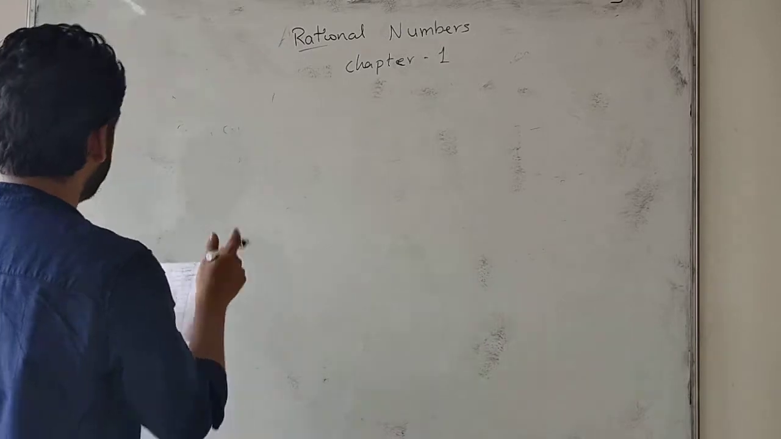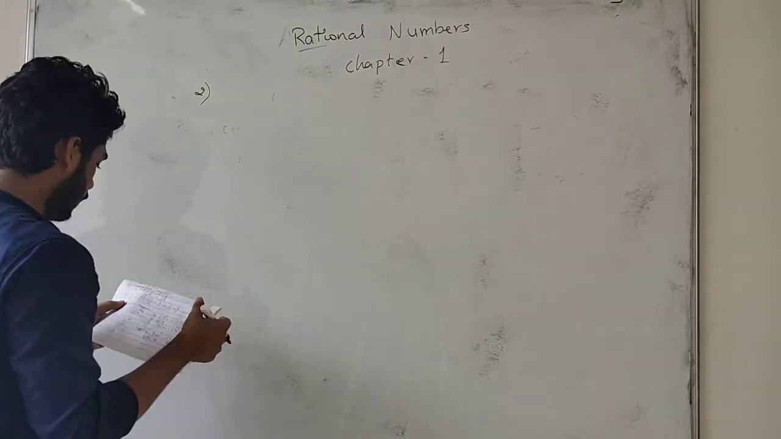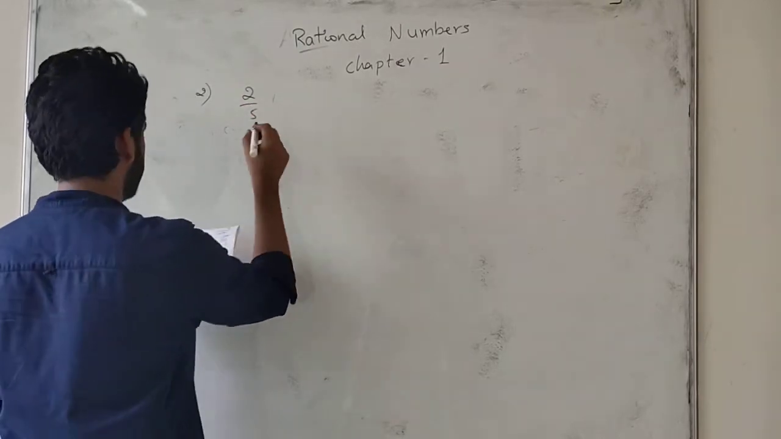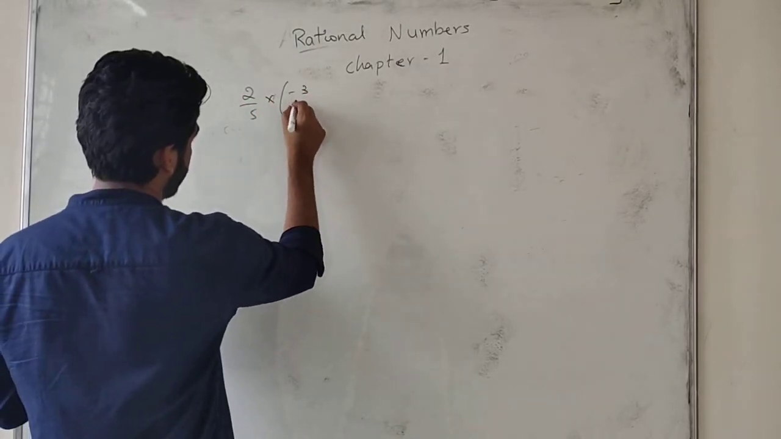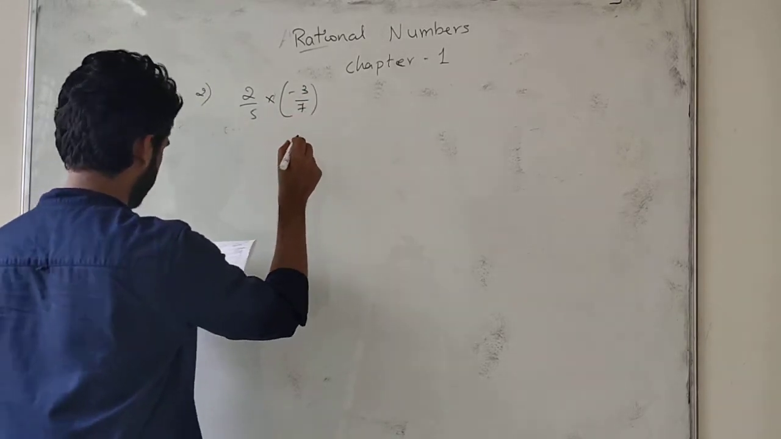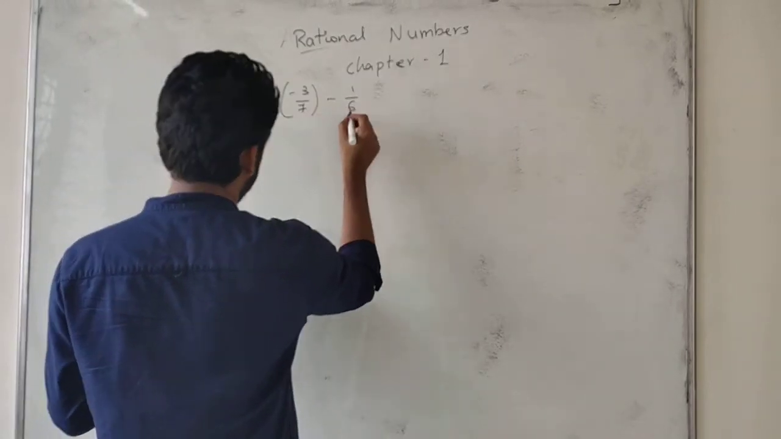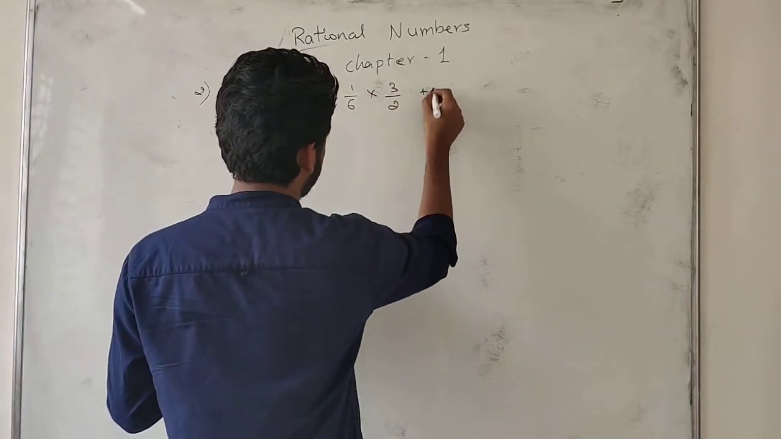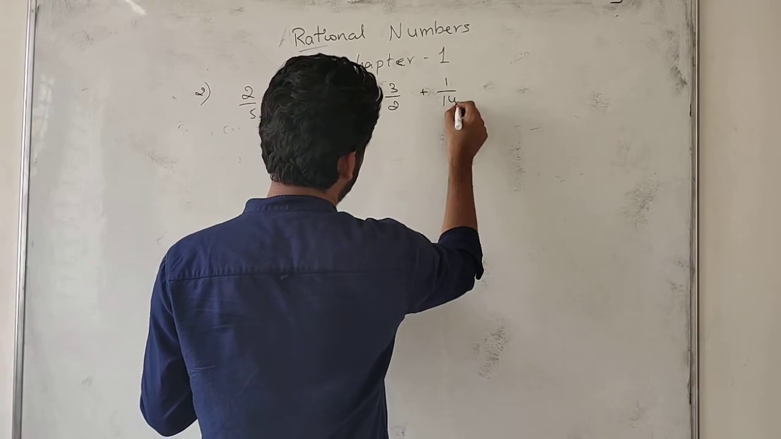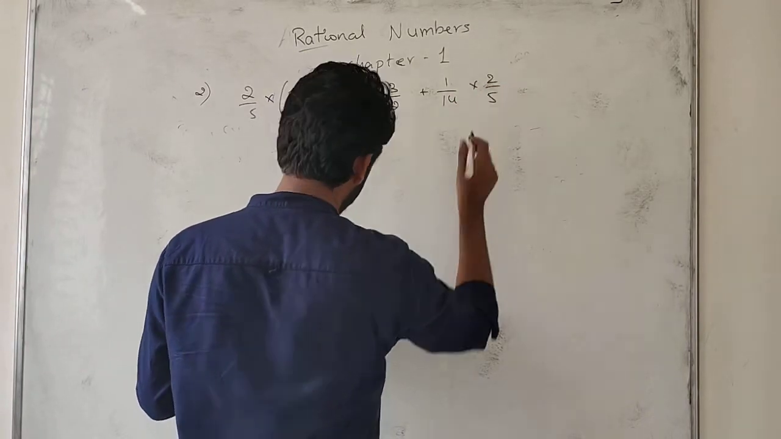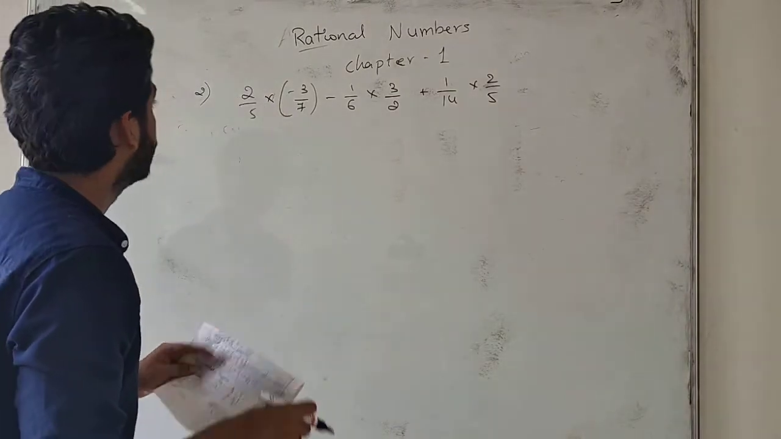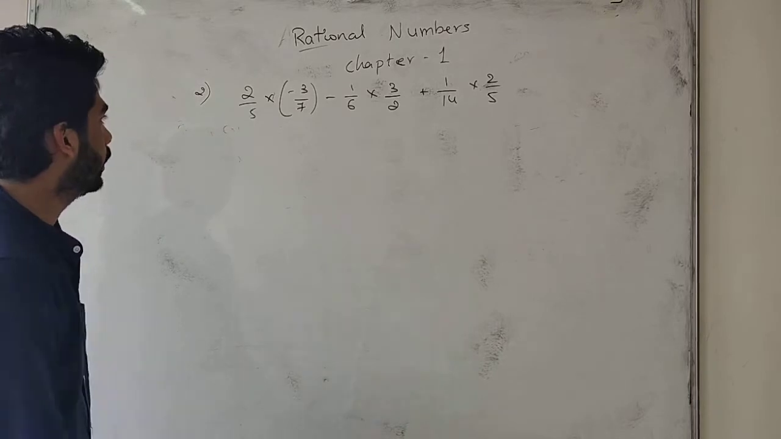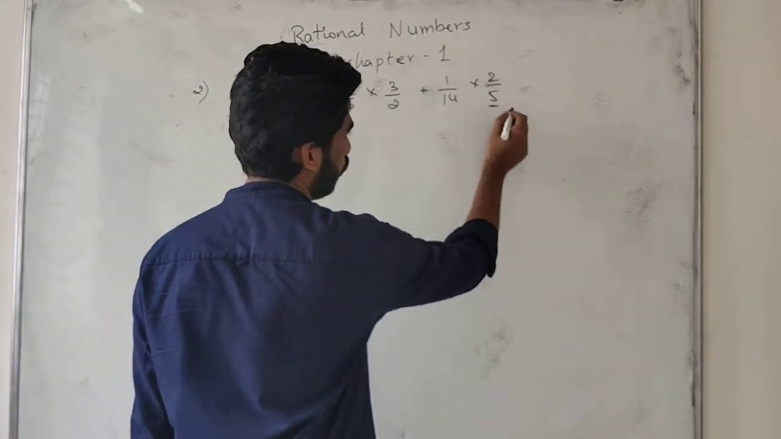So in exercise 1.1, second question: 2 by 5 into minus 3 by 7 minus 1 by 6 into 3 by 2 plus 1 by 14 into 2 by 5. Okay, in this one, what is the common term we are getting? 2 by 5 and 2 by 5.